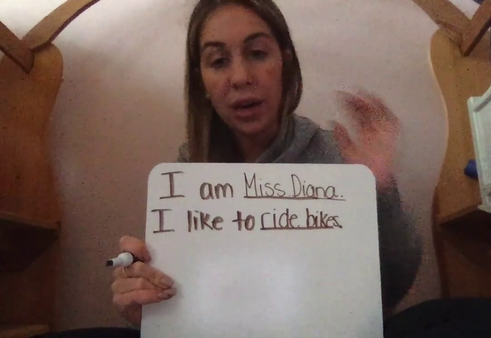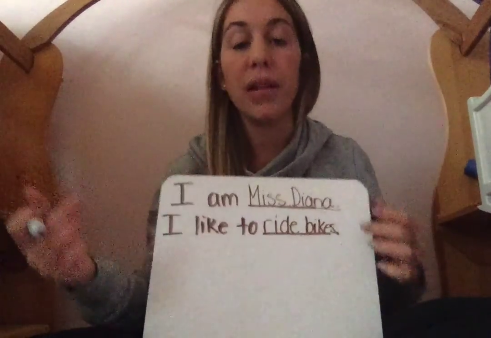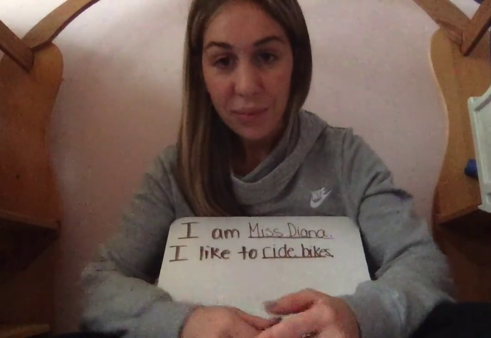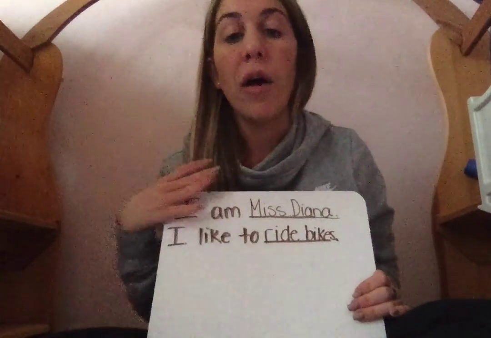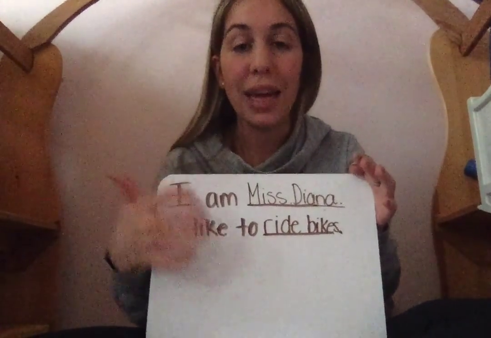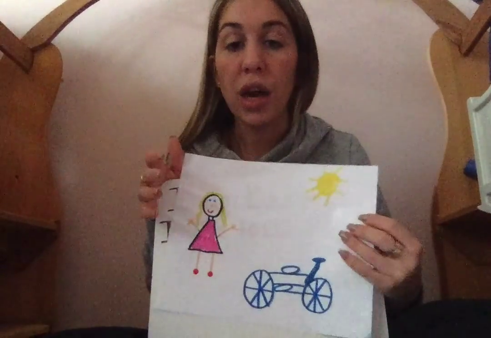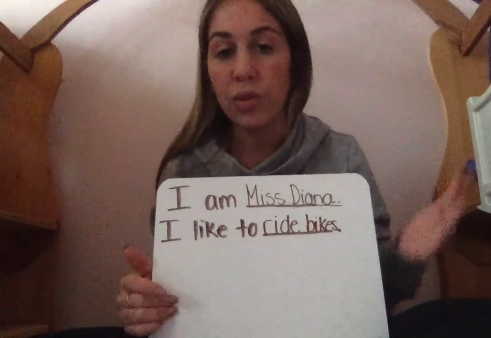So they will have to fill in the blanks of I am, their name, and I like to, and what they like to do. This gives students an idea of knowing more about their friends, and it also gives them a helping hand to write sentences. It's not only writing sentences, it's also drawing a picture of something they like. So it's incorporating hands-on activities, and students love to do hands-on activities.